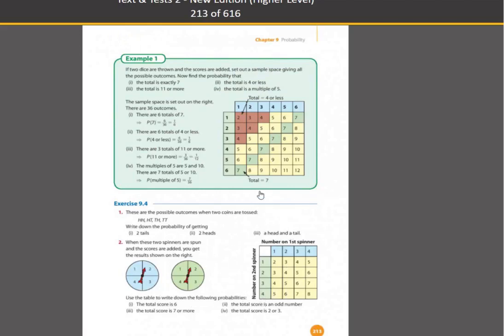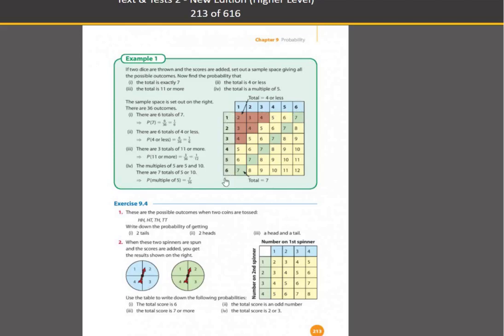A two-way table or a tree diagram is very useful for combined events, or 2 events happening at the one stage. So if we look at here, 2 dice are thrown and the scores are added together. Set out below is our sample space giving all the possible outcomes. On our blue dice, we throw it, we can get all the various outcomes from 1 to 6. On our green dice, we can throw and we'll get all the various outcomes from 1 to 6 also.